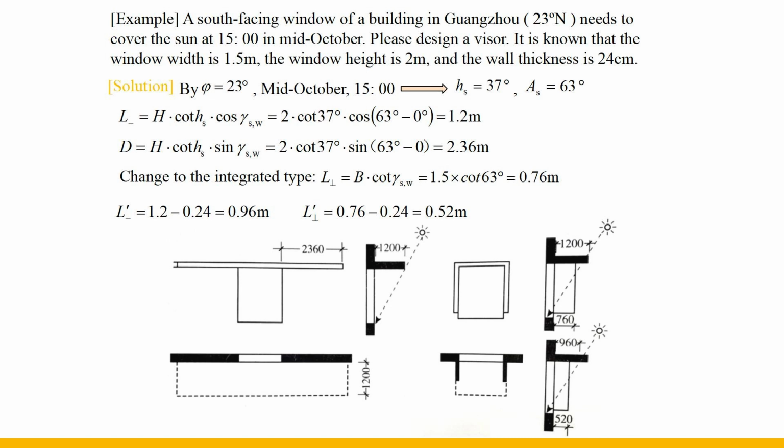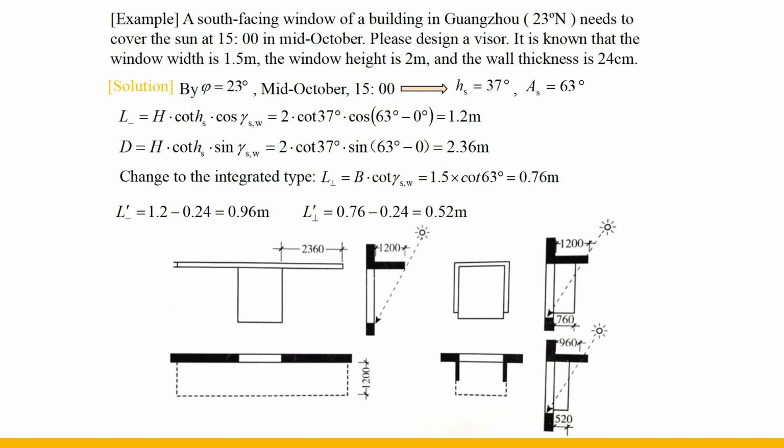First, according to the given geographical latitude, date and time, the solar altitude angle is calculated to be 37 degrees, and the solar azimuth angle is 63 degrees. According to the given conditions, the wall azimuth is 0 degrees, and the difference between the solar azimuth and the wall azimuth is 63 degrees. Set the horizontal plane at the upper edge of the window, so H takes 2. Substituting into the formula, the forward extension line of the horizontal plane is 1.2 meters, and the side extension line is 2.36 meters. A wing plate with a length of 2.36 meters is suitable for continuous windows, but it is not suitable for a single window.